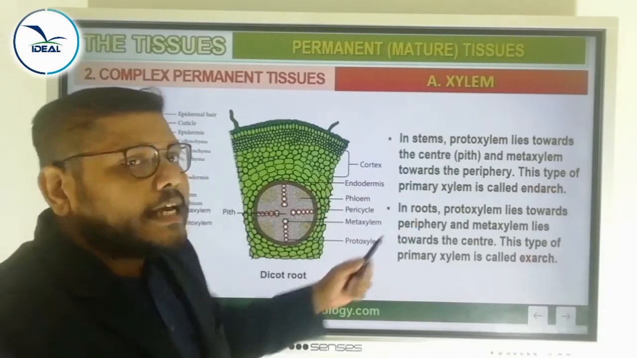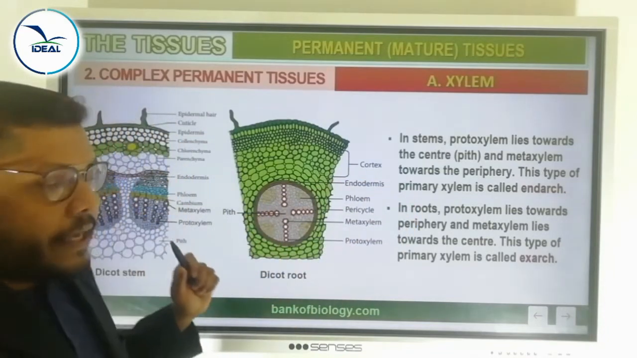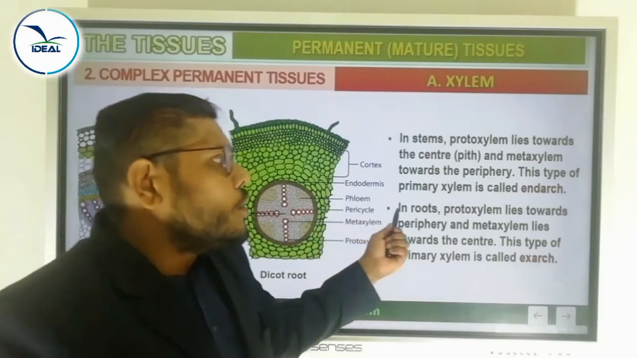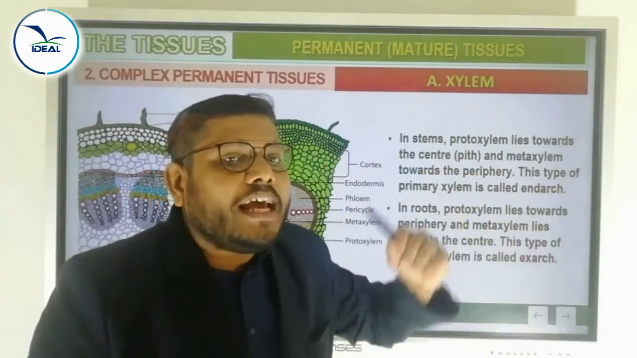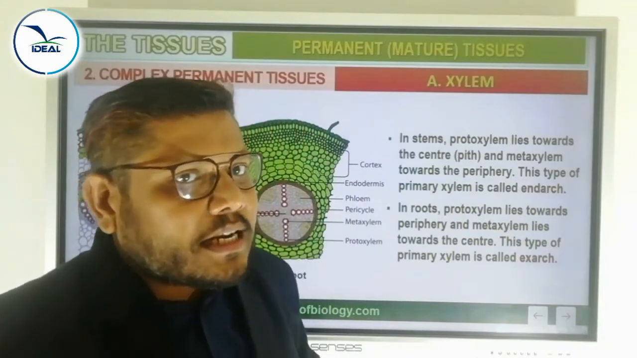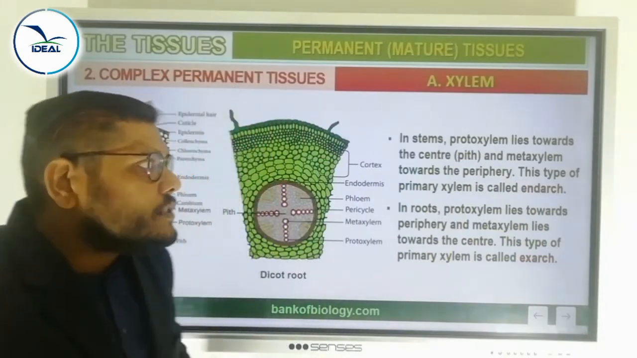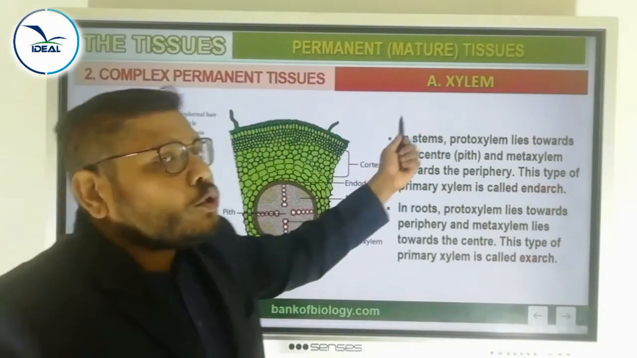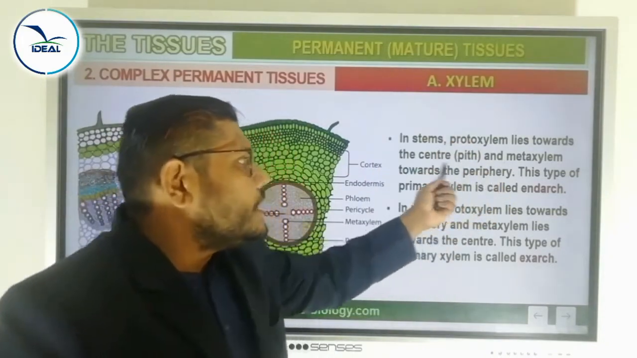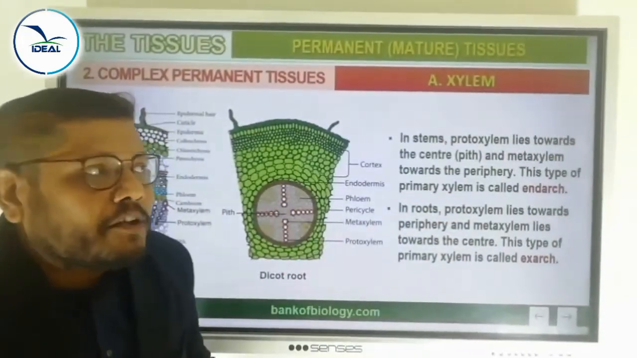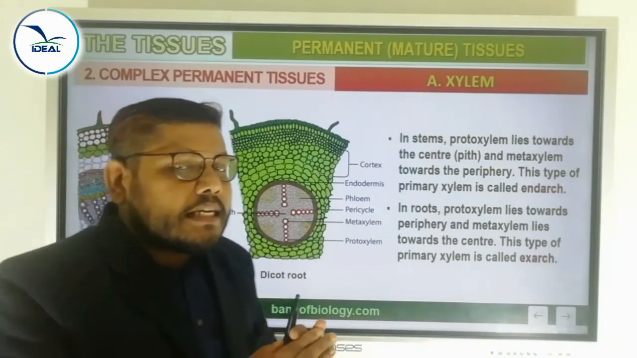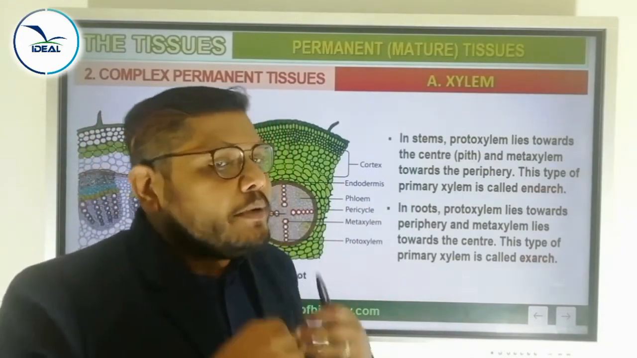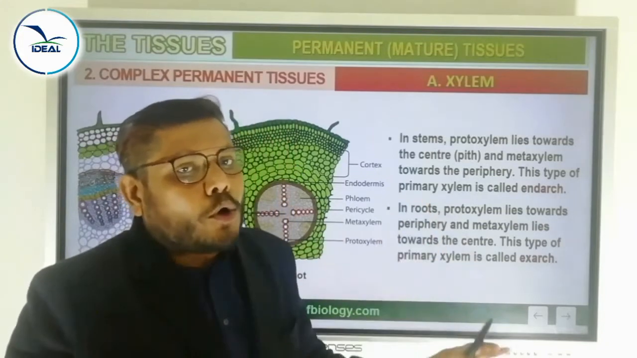If the metaxylem is towards the periphery, then that type of xylem is called endarch xylem, or that type of primary xylem is called endarch xylem. Is it clear? What is endarch xylem? The protoxylem lies towards the center or pith and the metaxylem towards the periphery. This type of xylem we can see where? In all stems, which means dicot stem and monocot stem.